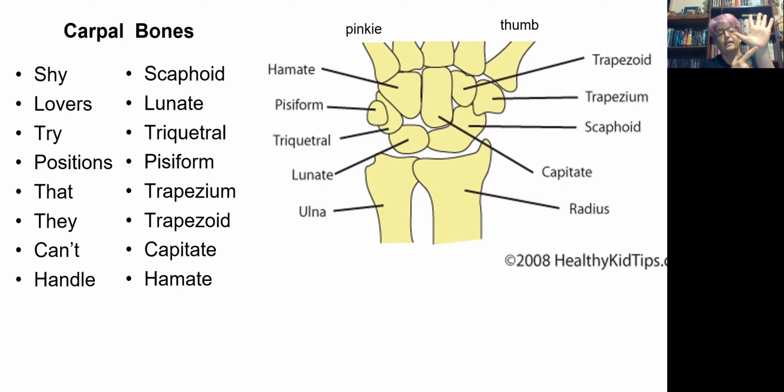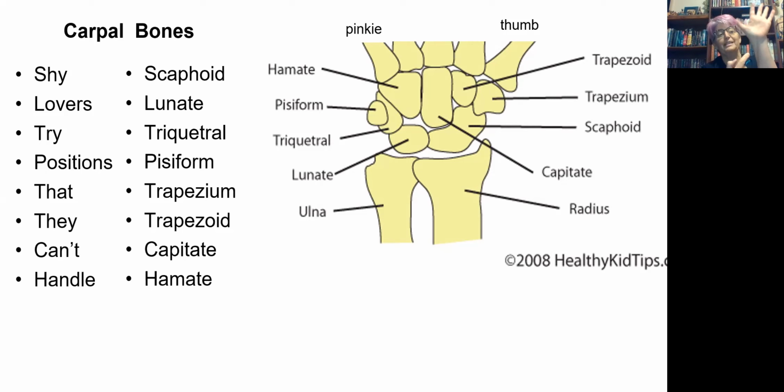And this one is: so long to pinky, here comes the thumb. A lot of people like this one because it says pinky and thumb in it, okay? So long, scaphoid, lunate, to pinky is the triquetral and the pisiform, and then here comes hamate, capitate, trapezoid, trapezium, okay?